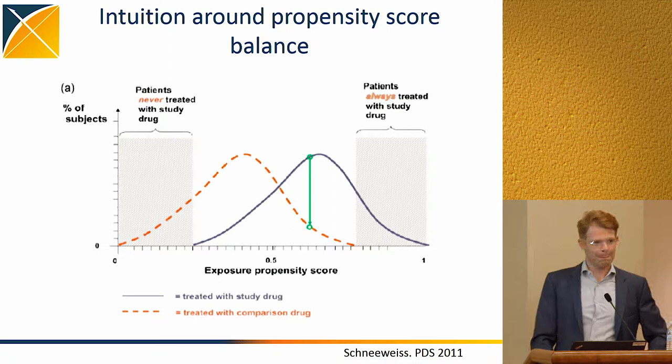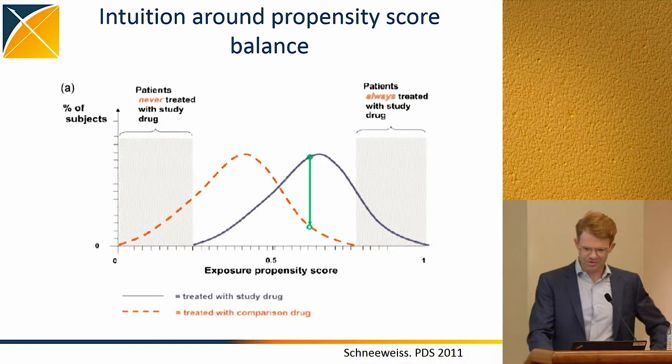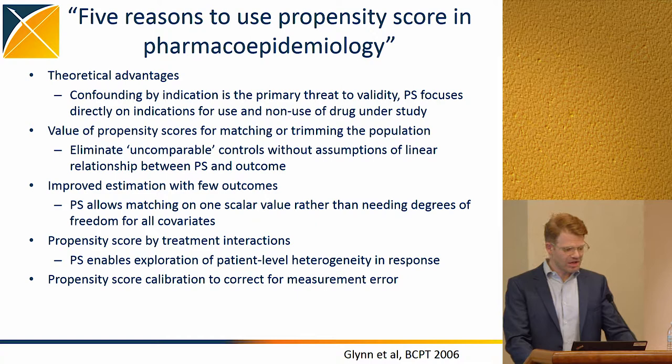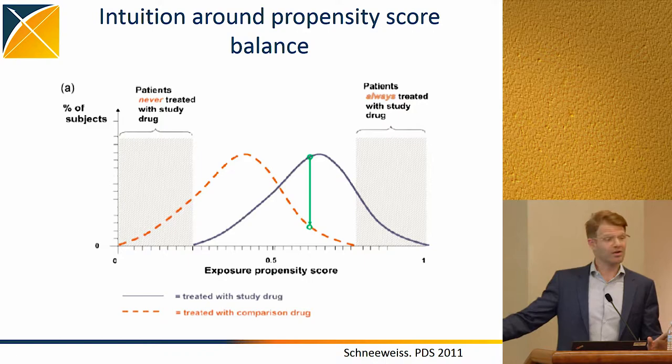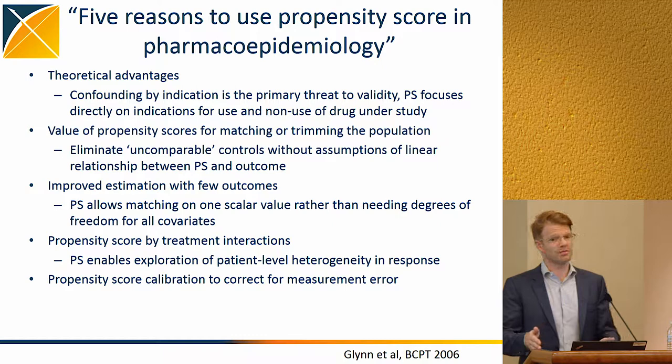We are at 1 hour, so I'm going to try to hustle through some of this stuff. Here are a variety of reasons to use the propensity score. It has theoretical advantages. It deals with confounding by indication, as you asked. You can eliminate those uncomparable groups, the people that we see in the fringes of the distribution that have no exposure to one or are always exposed to one. You don't want them in your comparison, so you can trim patients on the basis of the propensity score to only make your comparisons between folks that are closer to exchangeable.